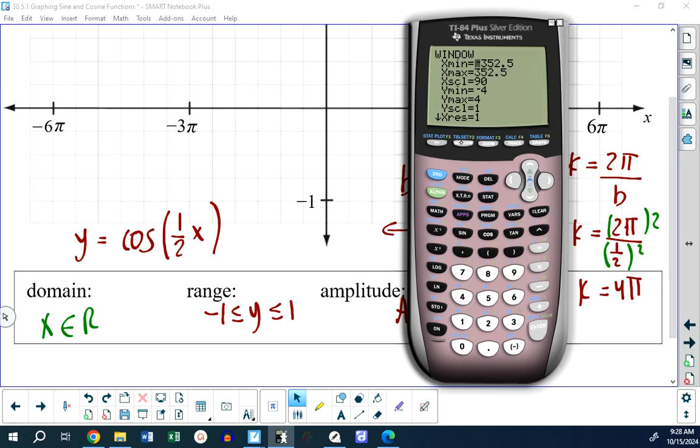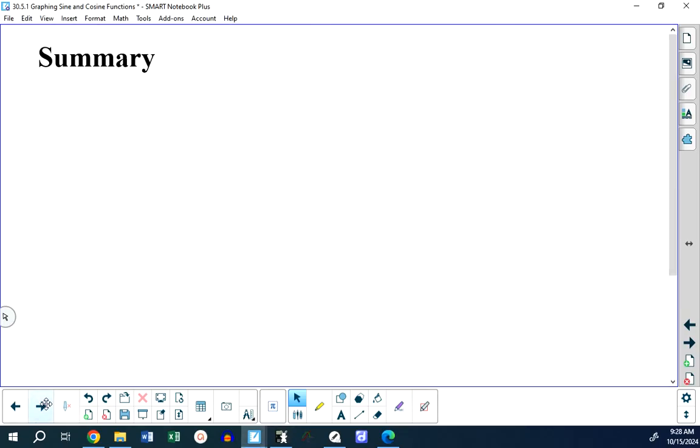So anyway, you can see that this graph is stretched out quite a bit. Actually, this is one period, isn't it? This whole thing is one period. Up, up, down, down. And if I'm going from negative 2 pi to 2 pi, that's 4 pi. You could also see that the amplitude is still 1. All right, so this is what we have learned.